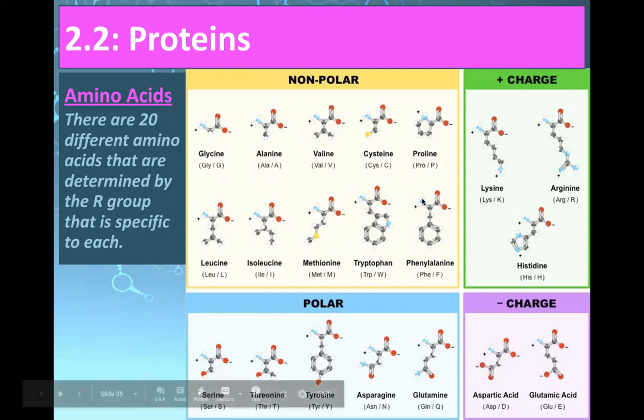Okay, so like I said, there are 20 different variations, but you do not need to know the names of each of them. And that's pretty much it. Okay, so a protein is going to be made up of a combination of these amino acids. Now, one protein may not necessarily have all 20 of them, but it could have a pretty large variation of amino acids in its structure.